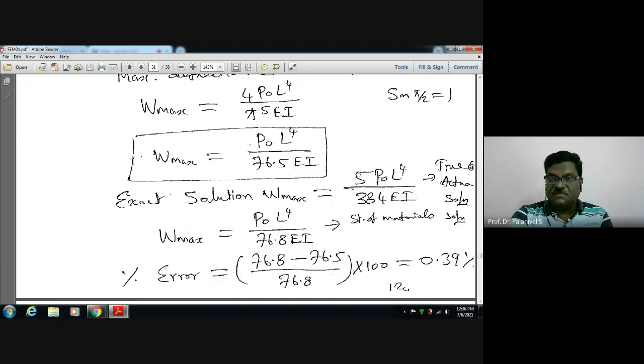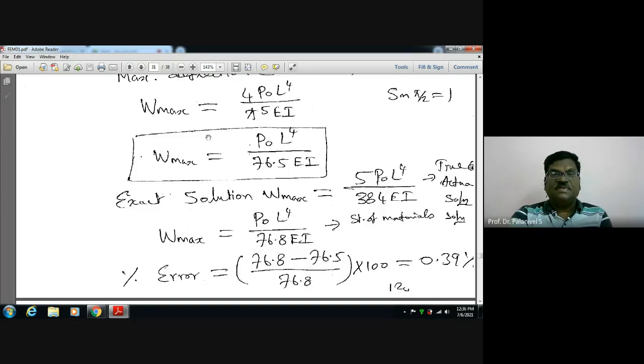What is 384 divided by 5? Bring it down. It comes P0 L^4 divided by 76.8 EI. Please see here, 76.8 EI. That is the one. This formula, this expression which is well known to you, I have written 384 divided by 5 here. So P0 L^4 divided by 76.8 EI.